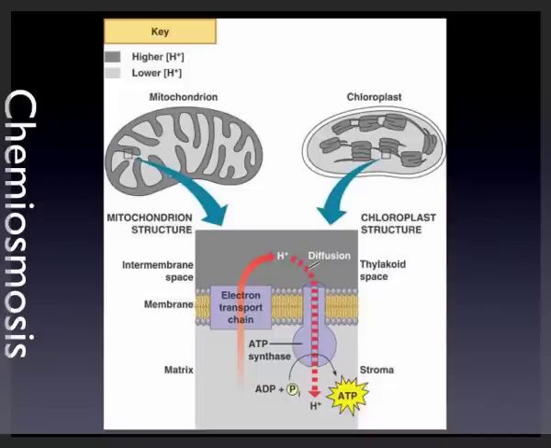We talked about it quite a bit in class. Make sure you understand why it's important. It's how all ATP on Earth is made, so that's definitely an important one.